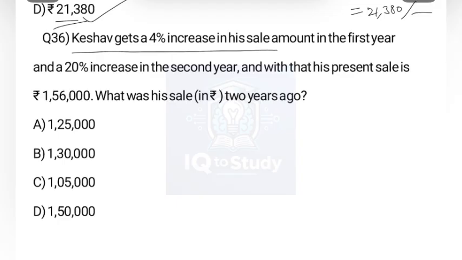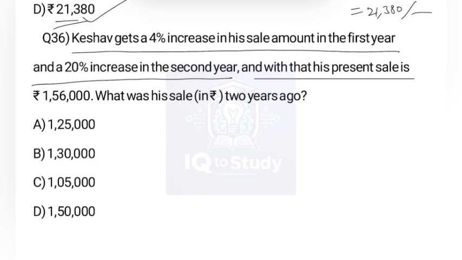Keshav gets 4% increase in his sale amount in the first year and 20% increase in the second year, and with that his present sale is 1,56,000. What was his sale 2 years ago?